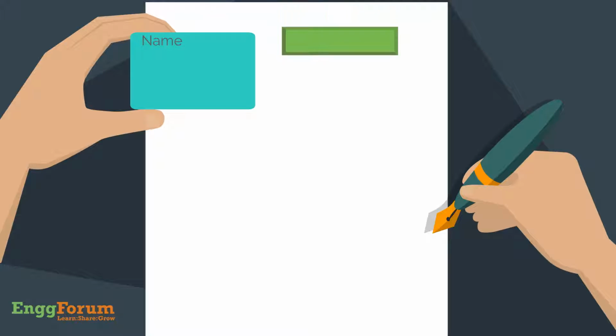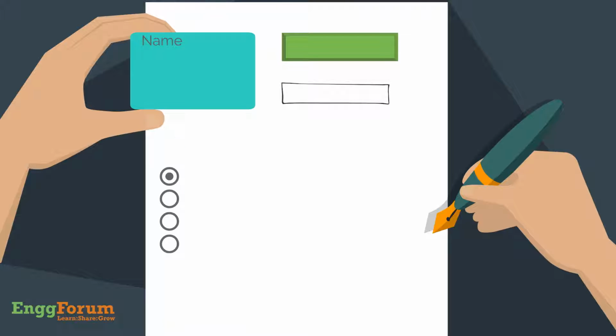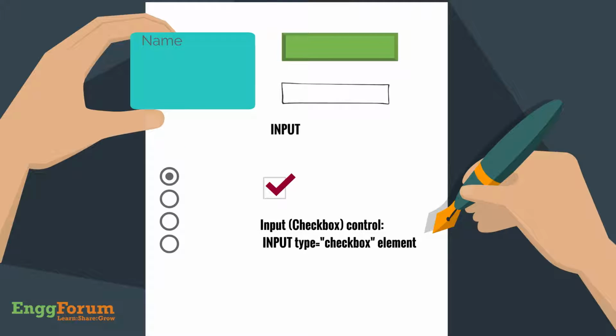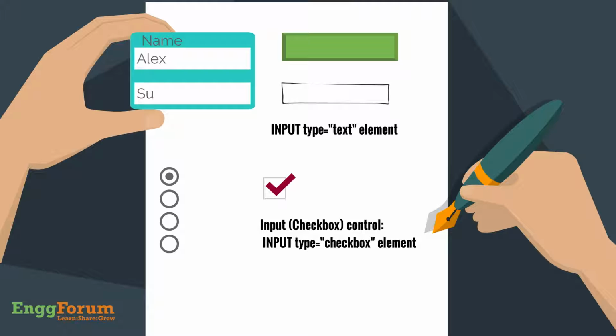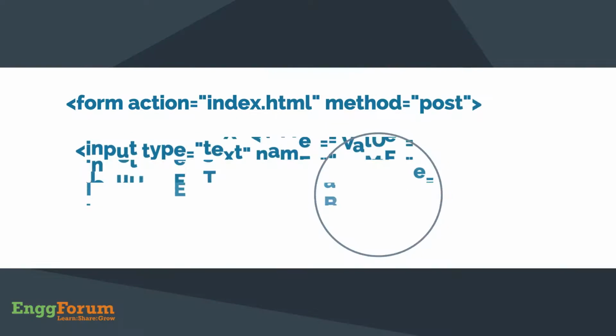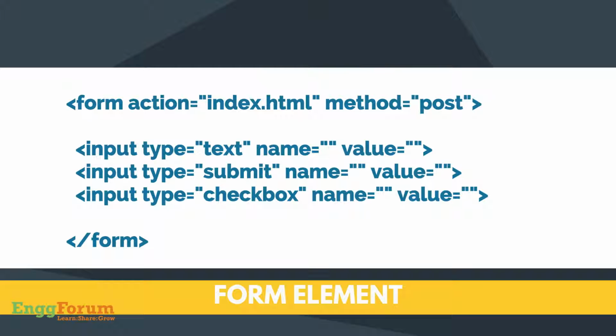Examples of HTML input controls include button, text box, radio button, checkbox, etc. These input controls are placed within the form element in an HTML page. These form elements have the tag form.